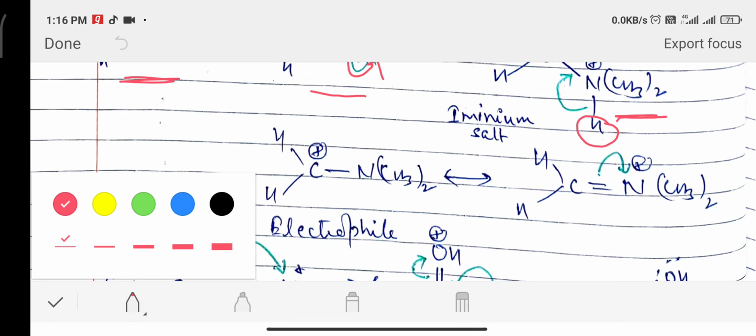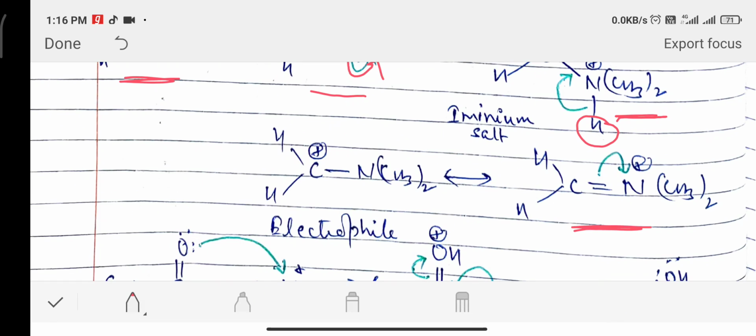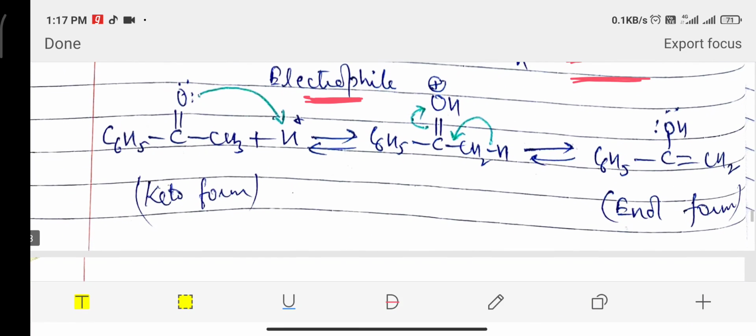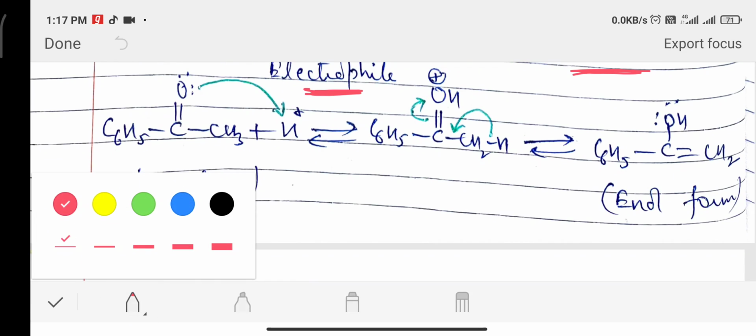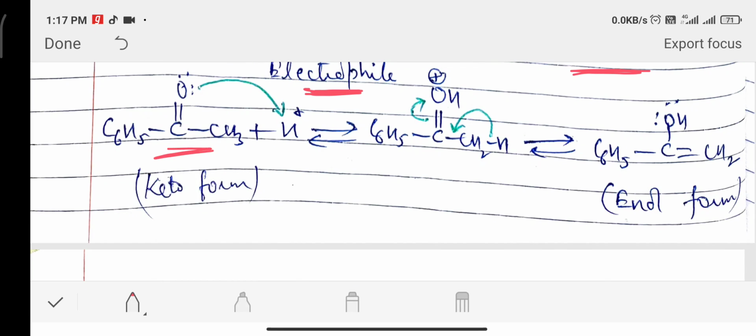We get this as a product which is resonance stabilized, and if these electrons move to nitrogen it becomes neutralized, and the carbon will now carry positive charge. This carbon carrying positive charge, the carbocation, acts as an electrophile, and now this attacks the enolizable ketone, which first takes H positive and forms the protonated ketone, which is in dynamic equilibrium with the enol form.